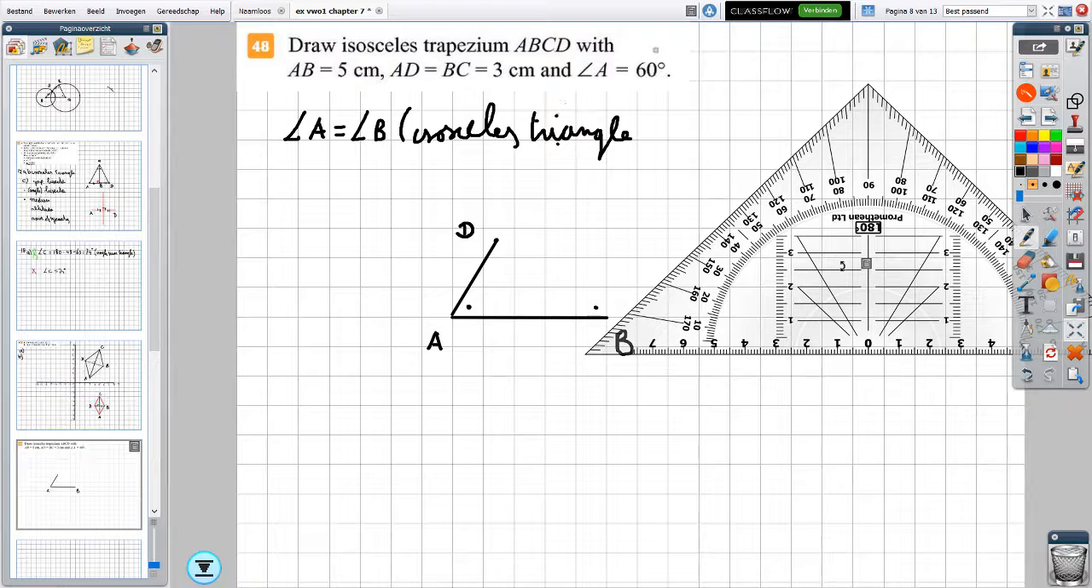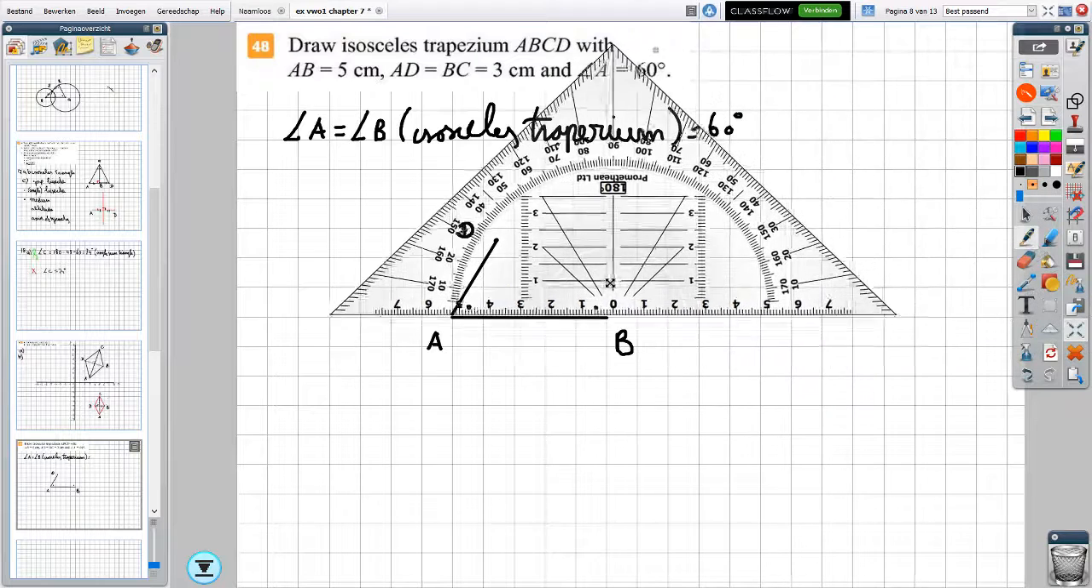Don't have to write triangle, we're talking about trapezia. So a trapezium. Here. Like this. You don't have to write this down, but just so you know what I'm talking about. So both are 60 degrees.